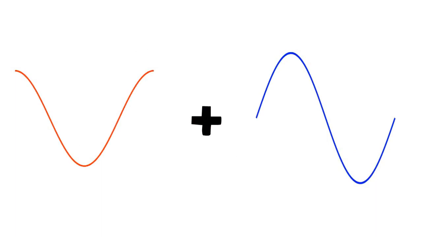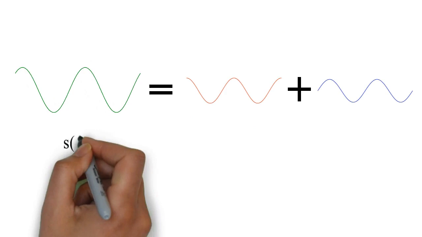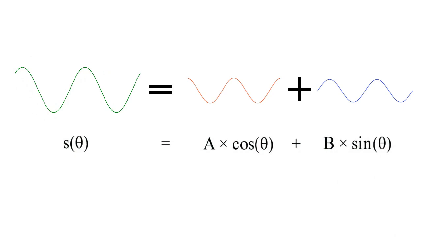If I was to write this down in a mathematical equation, then my phase-shifted sine wave, which I'm going to call S of theta, would be S of theta equals A times cosine of theta plus B times sine of theta, where A is the amplitude of the cosine wave and B is the amplitude of the sine wave, and theta is the angle.